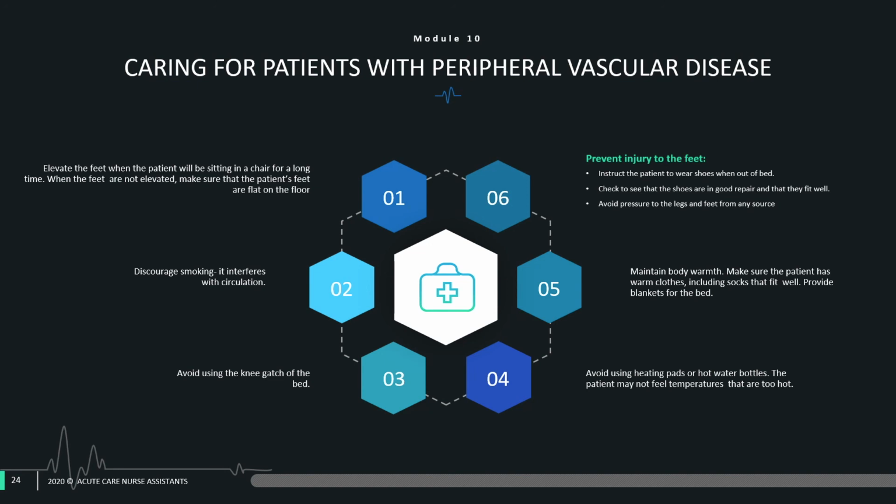5. Maintain body warmth. Make sure the patient has warm clothes, including socks that fit well. Provide blankets for the bed. 6. Prevent injury to the feet. Instruct the patient to wear shoes when out of the bed. Check to see that the shoes are in good repair and that they fit well. Avoid pressure to the legs and feet from any source.